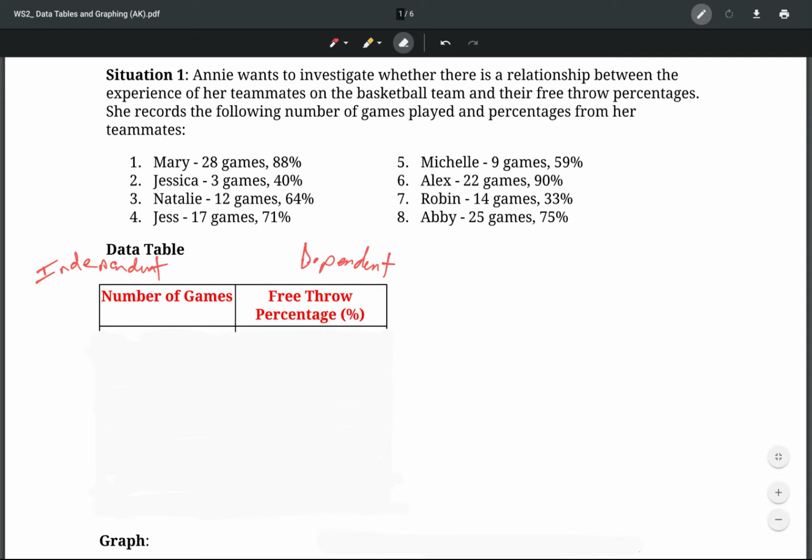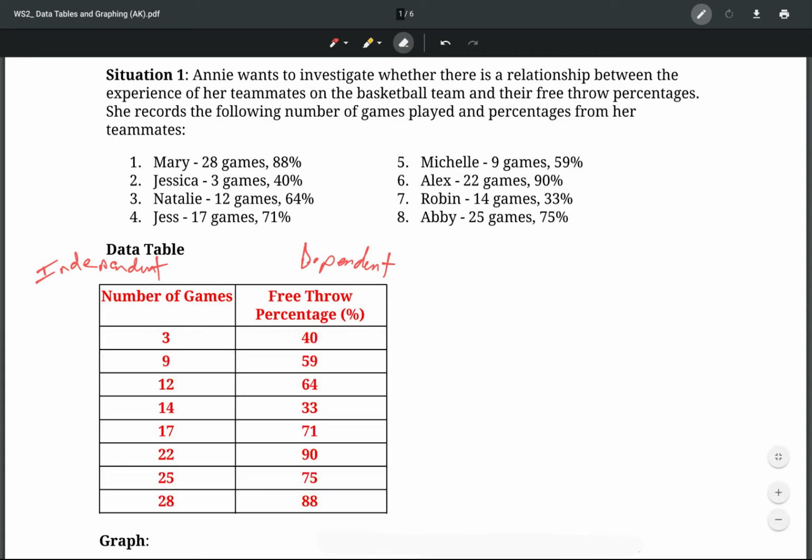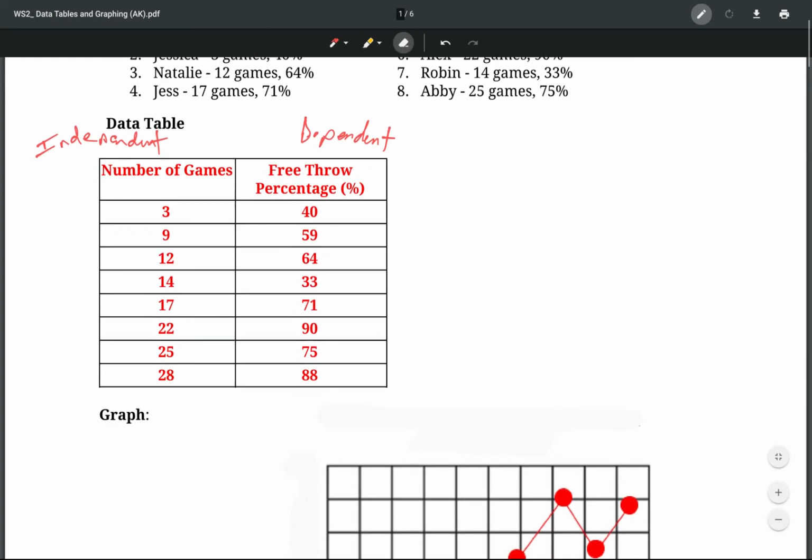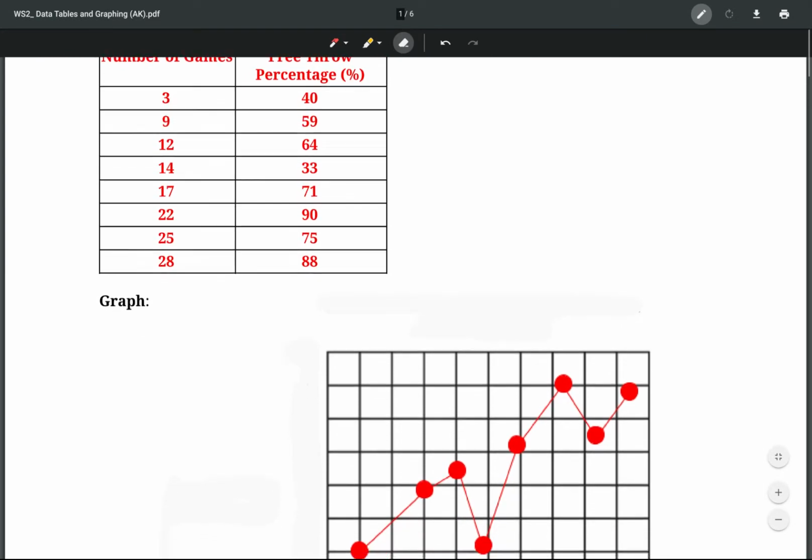So then once we have the left column and the right column determined, then what we can do is we can take this data and we can organize it usually by smallest to greatest in the independent column. So you'll see that for the number of games, we organized it from 3 all the way up to 28 games, which are the minimum and maximum number of games played. And then we just put the percentage that corresponds with each number in the same row. This data then can go onto the graph.